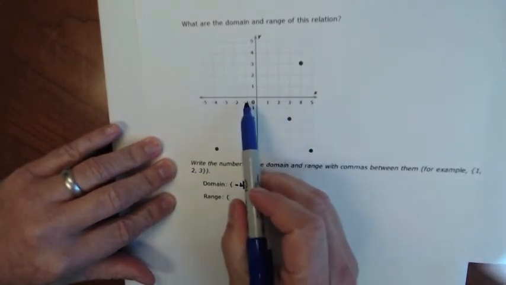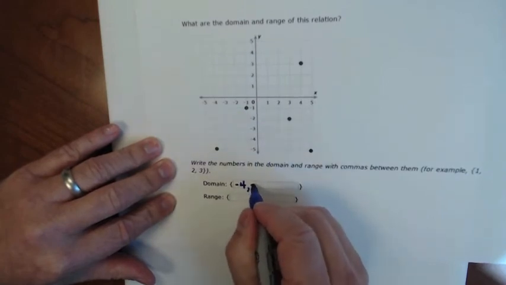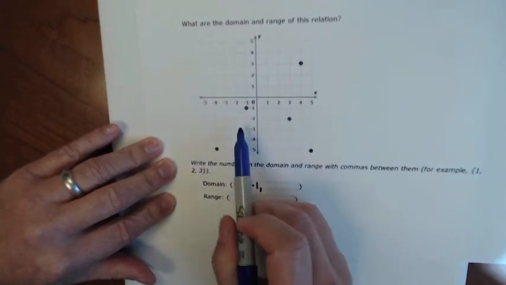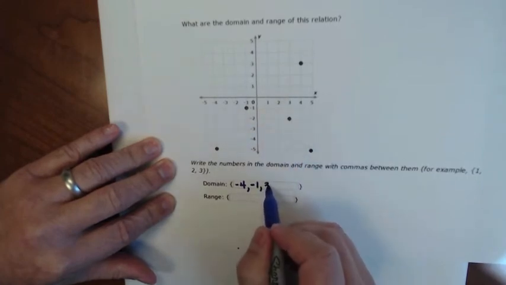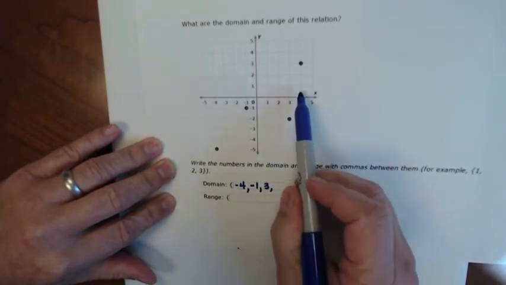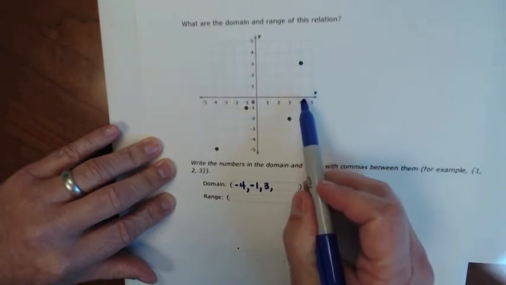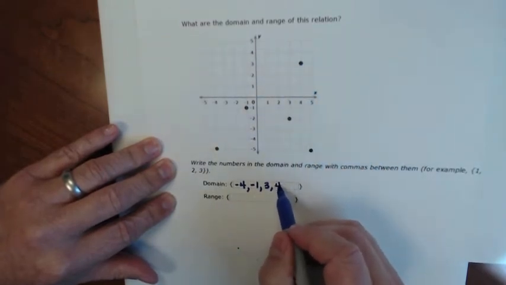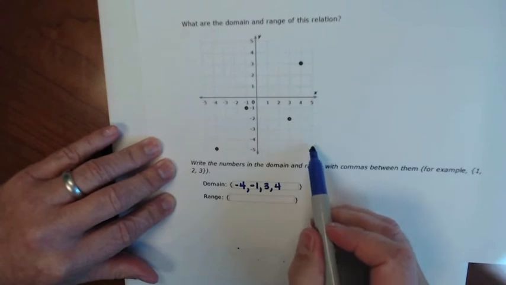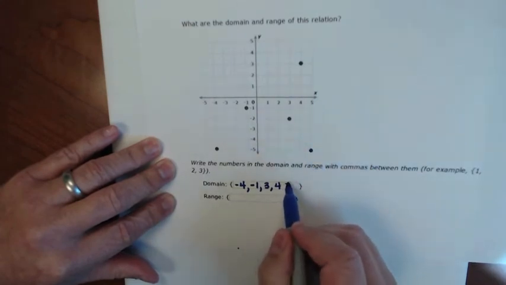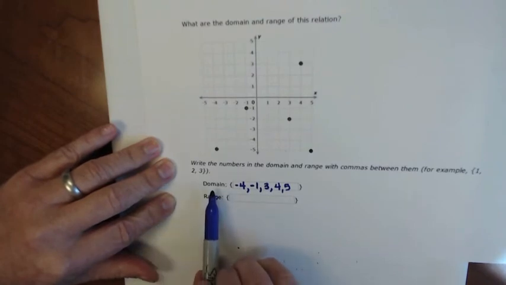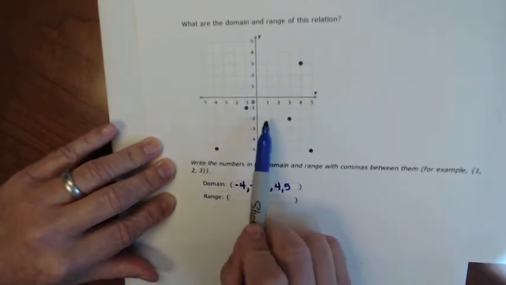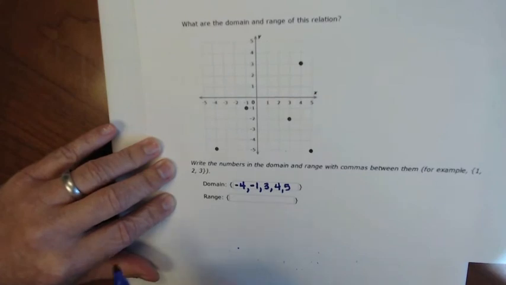What can my x be at this point right here? -1, comma. What can my x be for this one right here? 3, comma. What can my x be for this point right here? Looks like it can be 4. And what can my x value be for this point right here? 5. Make sure I put a comma in between those. So when it's asking for the domain, it wants the x values, all the values x can be. And this is all the values x can be.